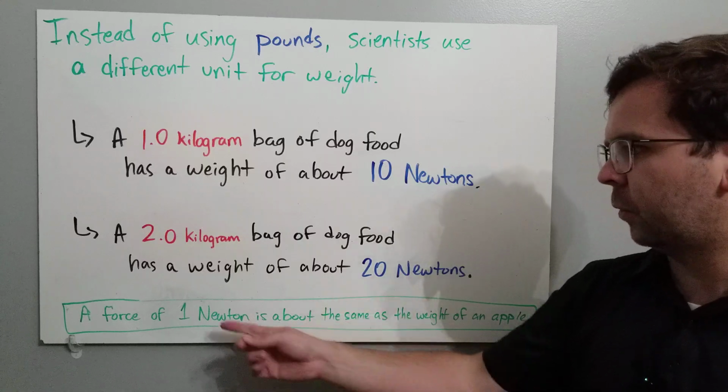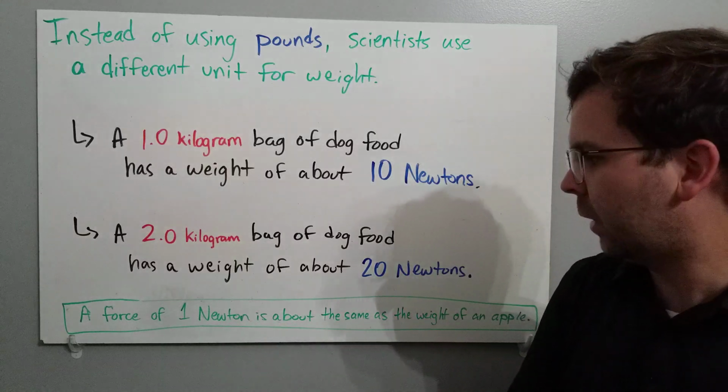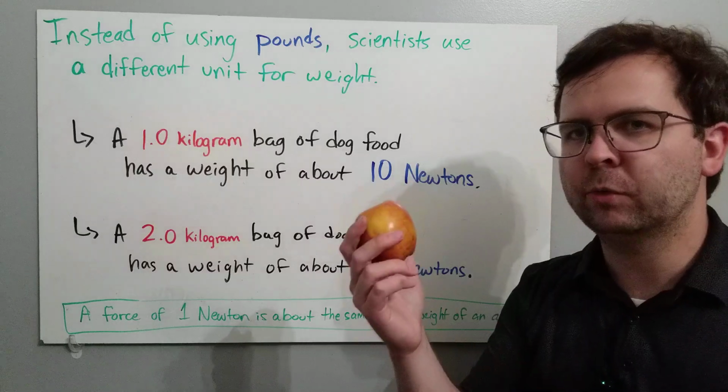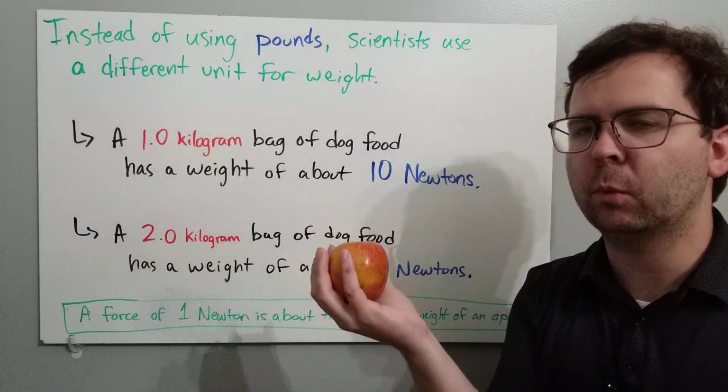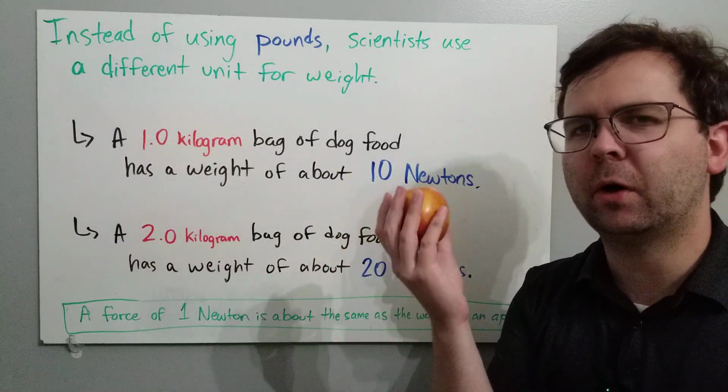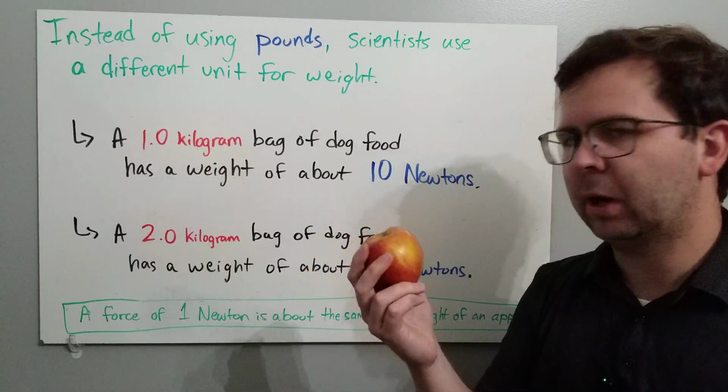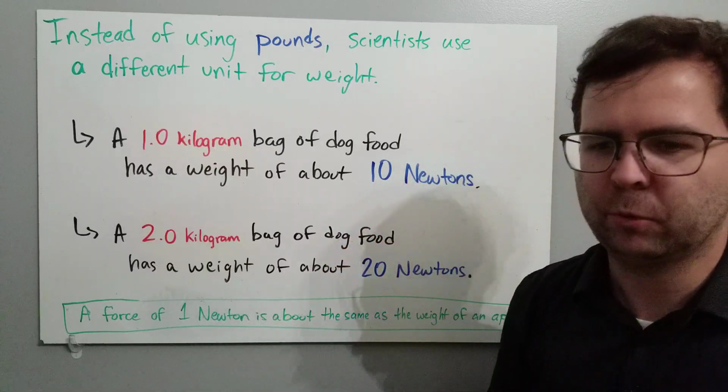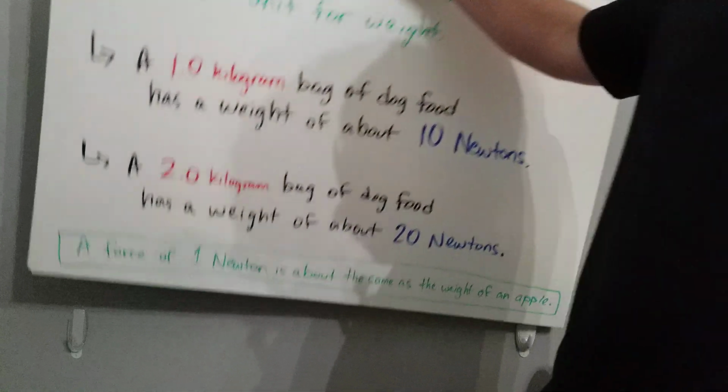And just so you know, a force of 1 newton is about the same as the weight of an apple. So an apple weighs about 1 newton, maybe a little bit more, but a small apple has a weight of about 1 newton. And I'm about done with apples at this point. So let's look at some examples of an equation that shows this relationship with some numbers in it now.